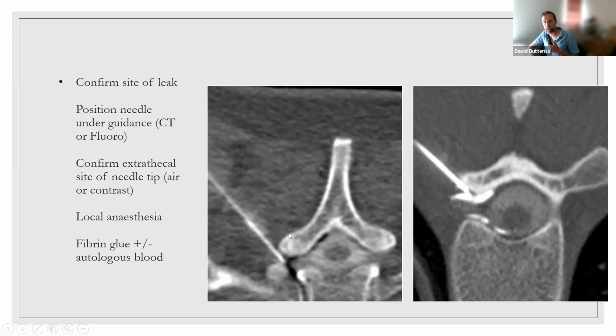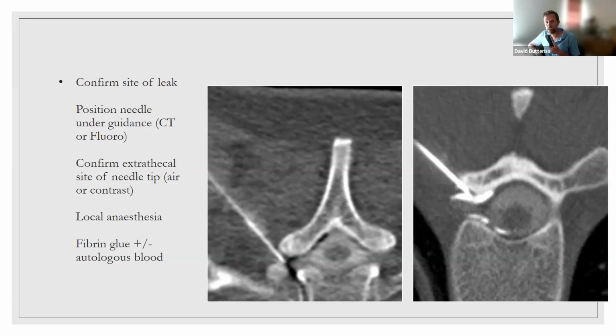Typically, we will then inject a bit of local anesthesia because when you're putting in somewhere between 2 and 6 mils of fibrin glue into a relatively constrained space around a spinal nerve, typically, it can be quite uncomfortable for the patient. We normally do these with the patient awake, not GA, not sedation. They've often just had a myelogram, so they've been on the CT table for maybe half an hour, 40 minutes. So you want to keep them fairly comfortable. Patients generally tolerate this procedure extremely well.